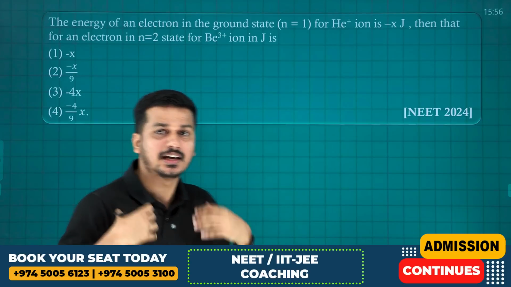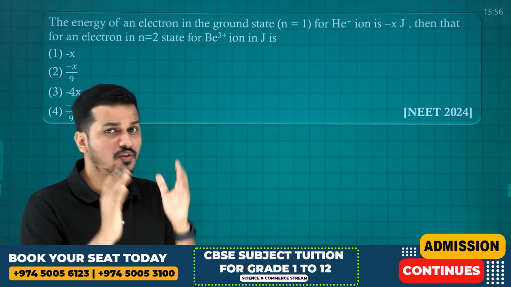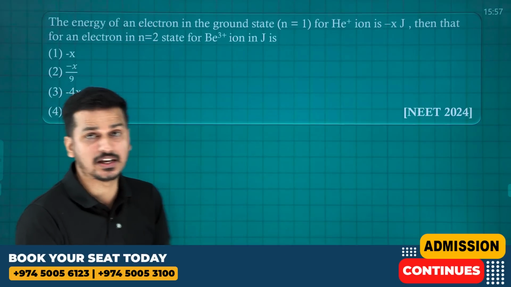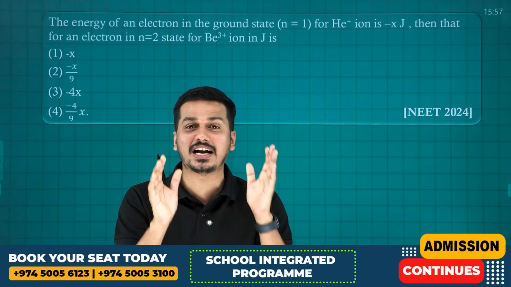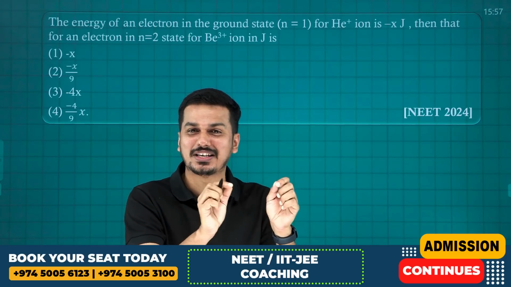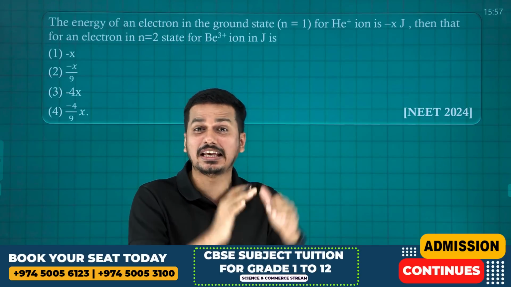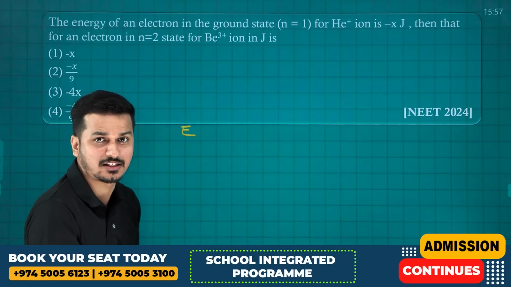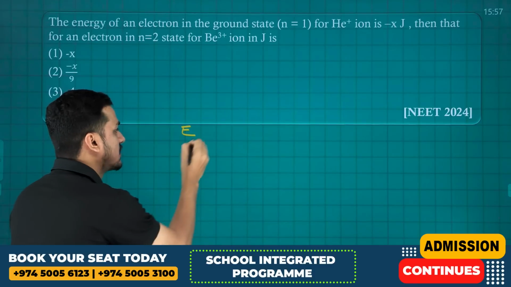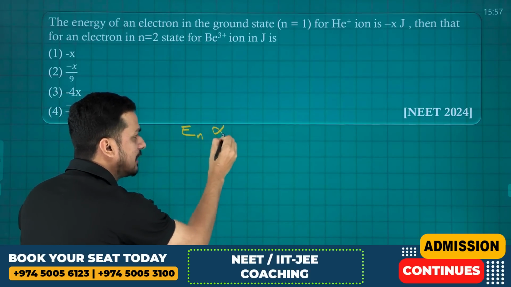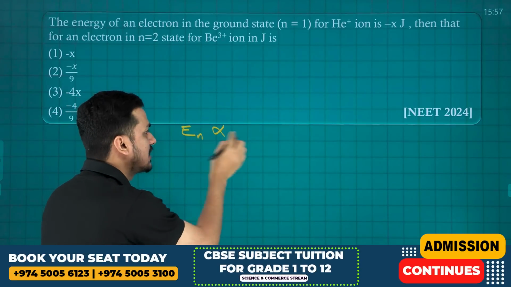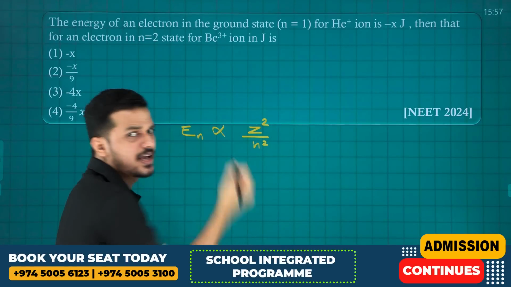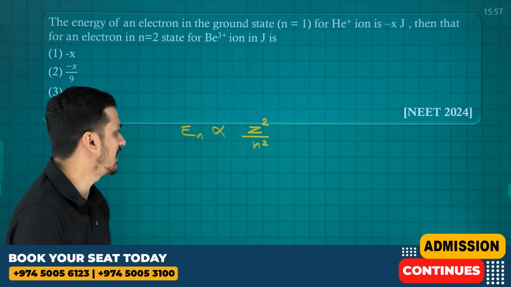So we know the idea, the energy of any electron in any orbit, that means the energy of any one-electron containing system, where the electron is in any orbit. The formula is the energy of the nth orbit. If the electron is in the nth orbit for a one-electron system, energy is directly proportional to Z square by n square. Like that I can write.